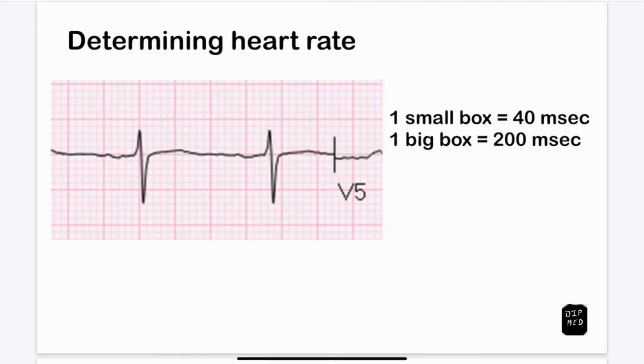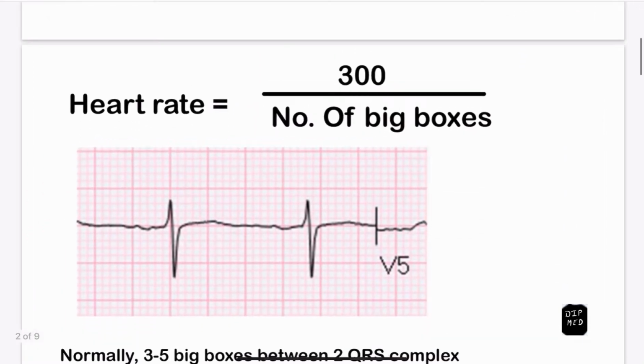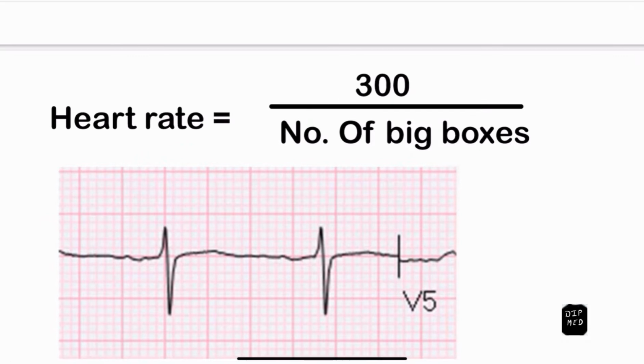Now with this, we can calculate the heart rate by finding how many milliseconds pass between each heartbeat. But the quick method to do this is using a formula. Heart rate equals 300 divided by the number of big boxes between two QRS complexes.